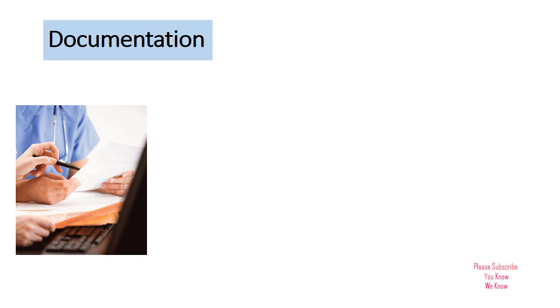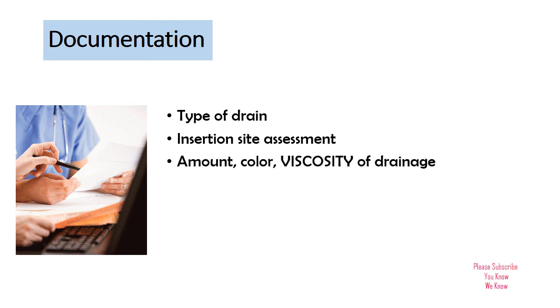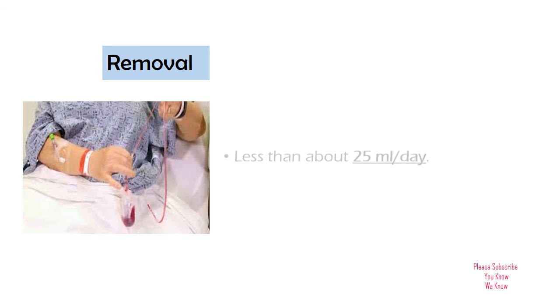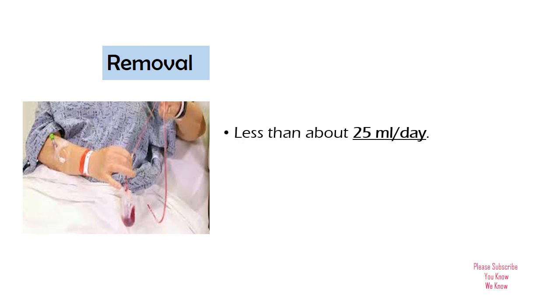Nurse's responsibility in documentation: the type of drain to be documented, insertion site and assessment, amount, color, viscosity of drainage to be documented, patient response, pain level and interventions by the use of a pain assessment tool to be assessed, charting on the intake and output chart, complete the total output to be documented. Removal of the drain tube: generally drains should be removed once the drainage has stopped or becomes less than about 25 ml per day.